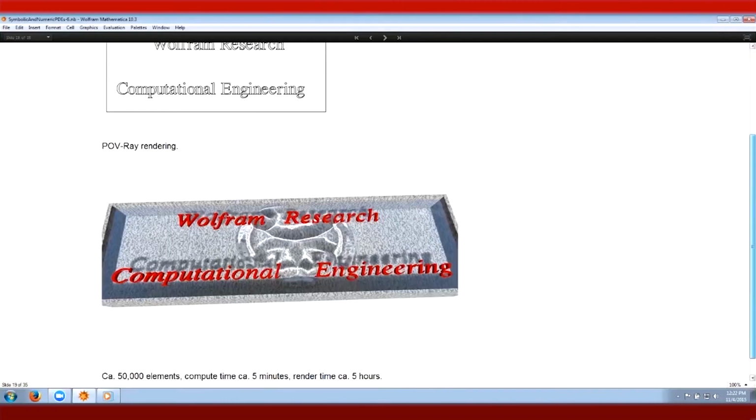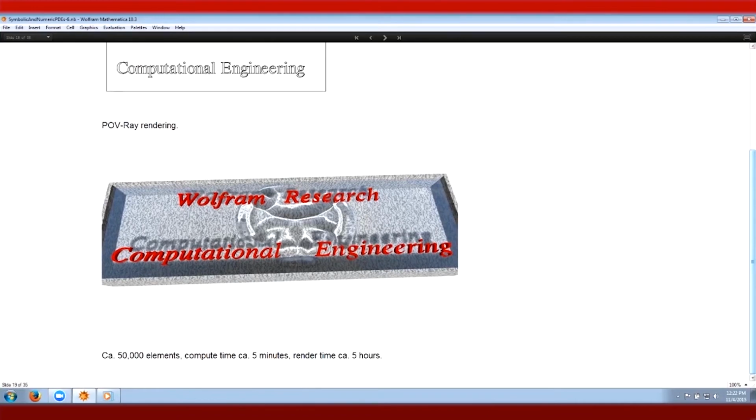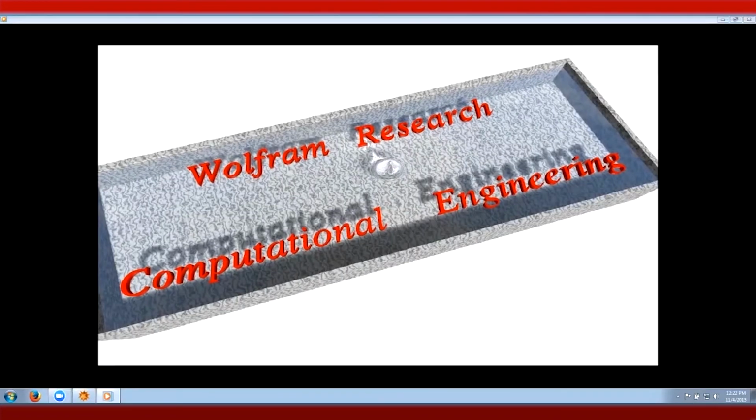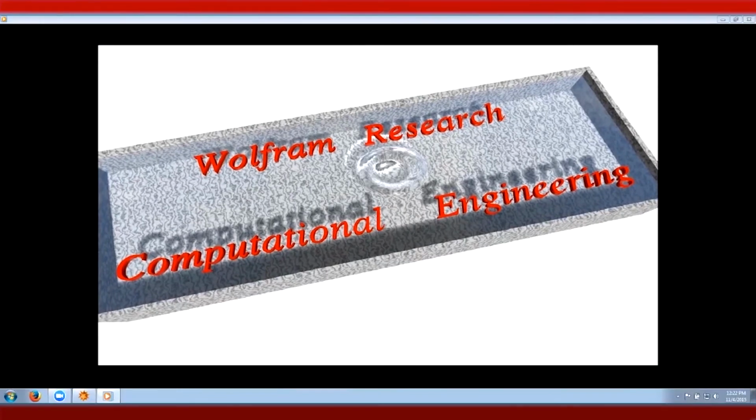What you see a little further down here is the POV-Ray rendering of a solution of the wave equation in that domain. The letters are a hard boundary and the wave refracts from that boundary. All of this has been computed with NDSolve. Only the rendering has been done with POV-Ray. This usually takes about 50,000 elements and computes in about 5 minutes. The render time is around 5 hours. Here is an animation of that wave equation problem in that specific region.